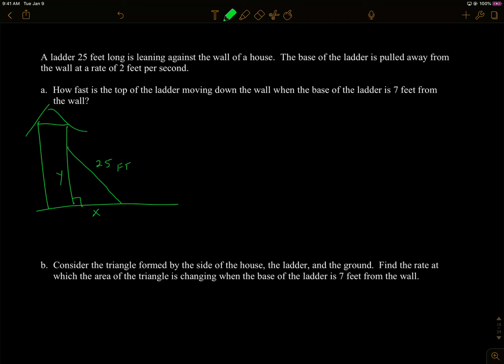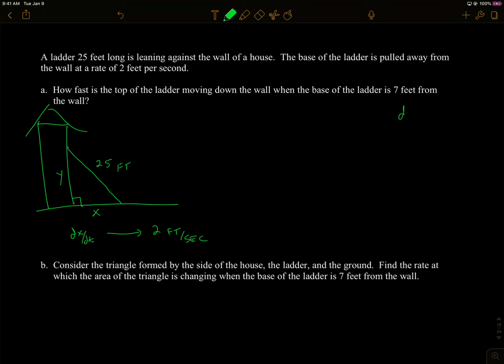So it's pulled away from the wall at a rate. So that's the rate of change. Since it's being pulled in the X direction, that's going to be the rate of change of X with respect to time, and that's going to be at 2 feet per second. Now, should we make that negative or positive? Well, X will be growing, so since X is increasing, the rate of change of the quantity should be positive. So we're going to call that a positive dx/dt. It's going to be a positive 2.